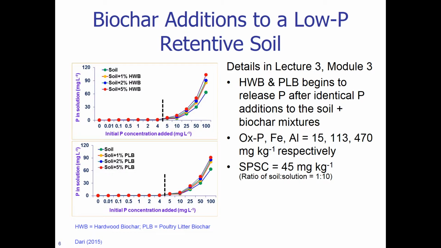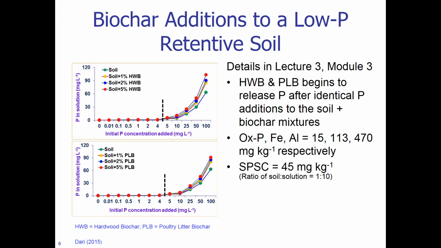Now, if the ratio of soil to solution was 1:10, which when converted would arrive at exactly 45 milligrams P per kilogram in SPSC, and that is identical to the SPSC value. In other words, the SPSC will tell you exactly when the soil will begin to release P upon biochar additions, irrespective of the source or the feedstock of the biochar or the soil in which the biochar is added to.